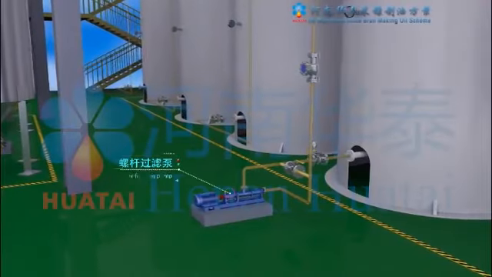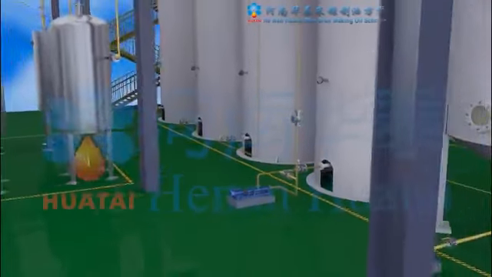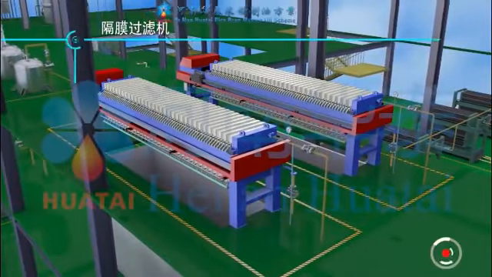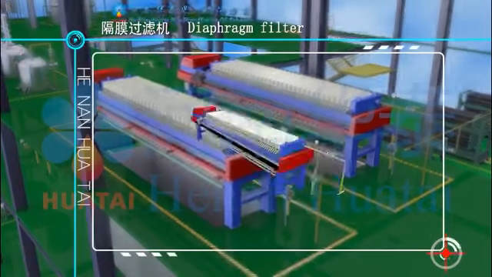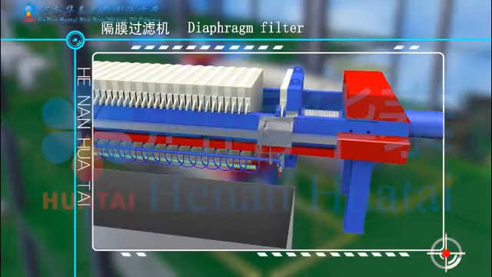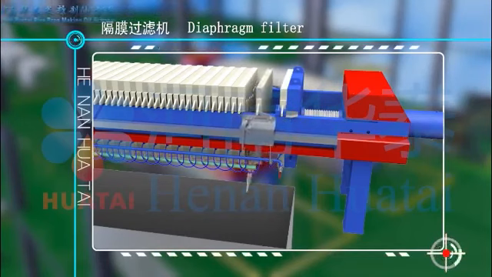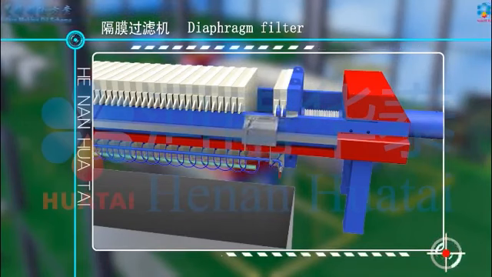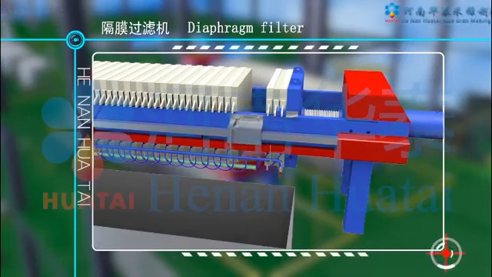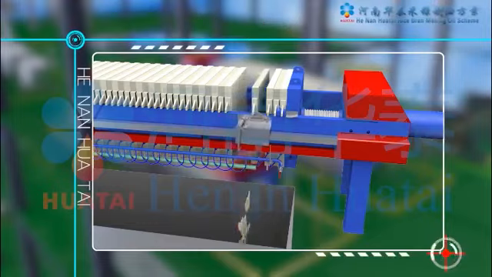The crystallized oil is conveyed to the diaphragm filter by the screw filter pump. The wax oil is membrane filtered and then side pressed so that the wax is separated from the filter with the automatic pulling plate open, and is transported to the second floor wax oil tank for temporary storage.